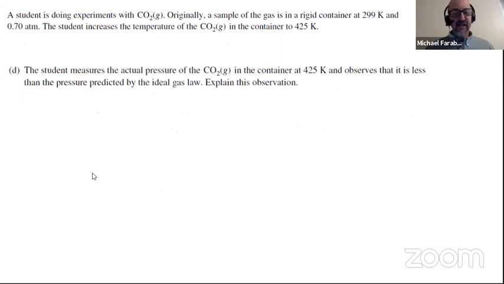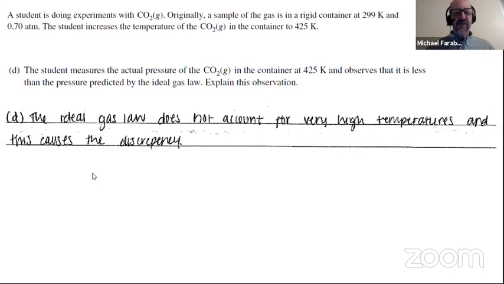All right, next example. The student measures the actual pressure of the CO2 in the container at 425 Kelvin and observes that it is less than the pressure predicted by the ideal gas law. Explain this observation. So this has to do with the deviation from ideal behavior, why sometimes the properties of a real gas may not be the same as the properties predicted by the ideal gas law. Here's what the student said. The ideal gas law does not account for very high temperatures and thus causes the discrepancy.